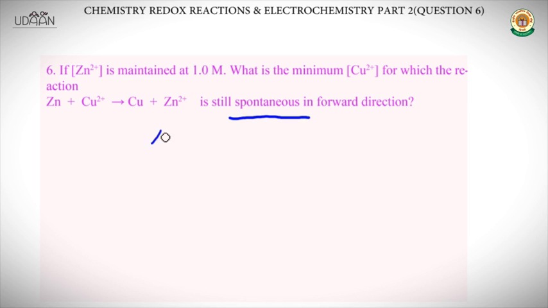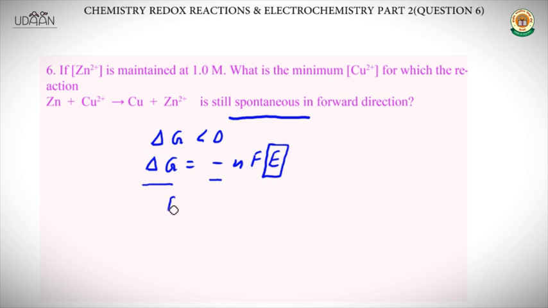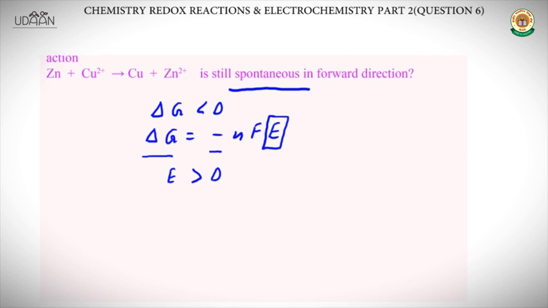Okay, so delta G value is negative for a spontaneous reaction, as we had studied earlier in theory. And we know that delta G is equal to minus NFE. So if delta G is negative and we have a negative sign here, we can say that the value of E should be positive for a spontaneous reaction, since N and F are obviously positive quantities. Hence the value of E should be positive.